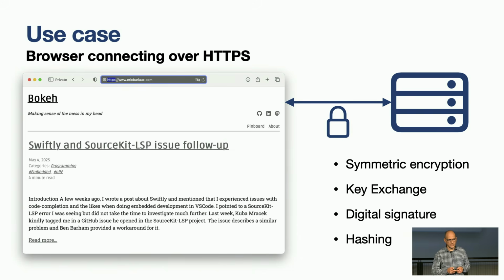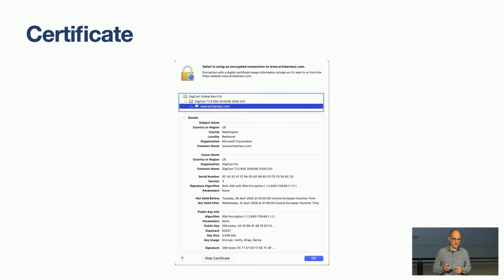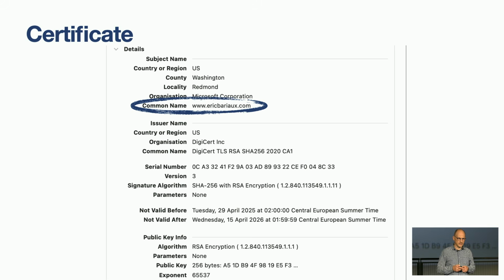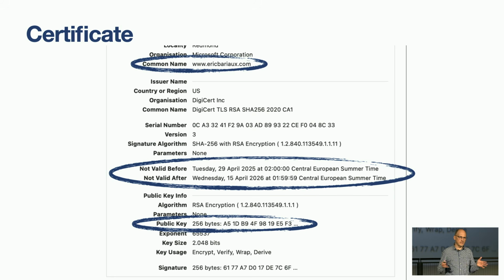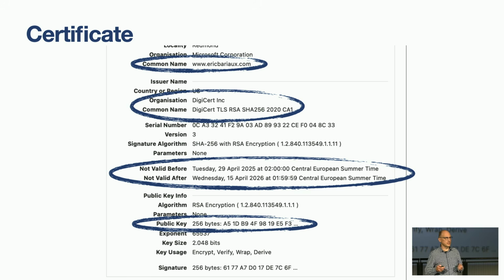Let's take a closer look at the certificate from my site. So we can indeed see the who, and that's the domain we're talking to. The what, that's the public key that's included in the certificate. The when, there is a validity period in the certificate. And the signature. Here is the issuer, or the certificate authority, that signed the certificate.